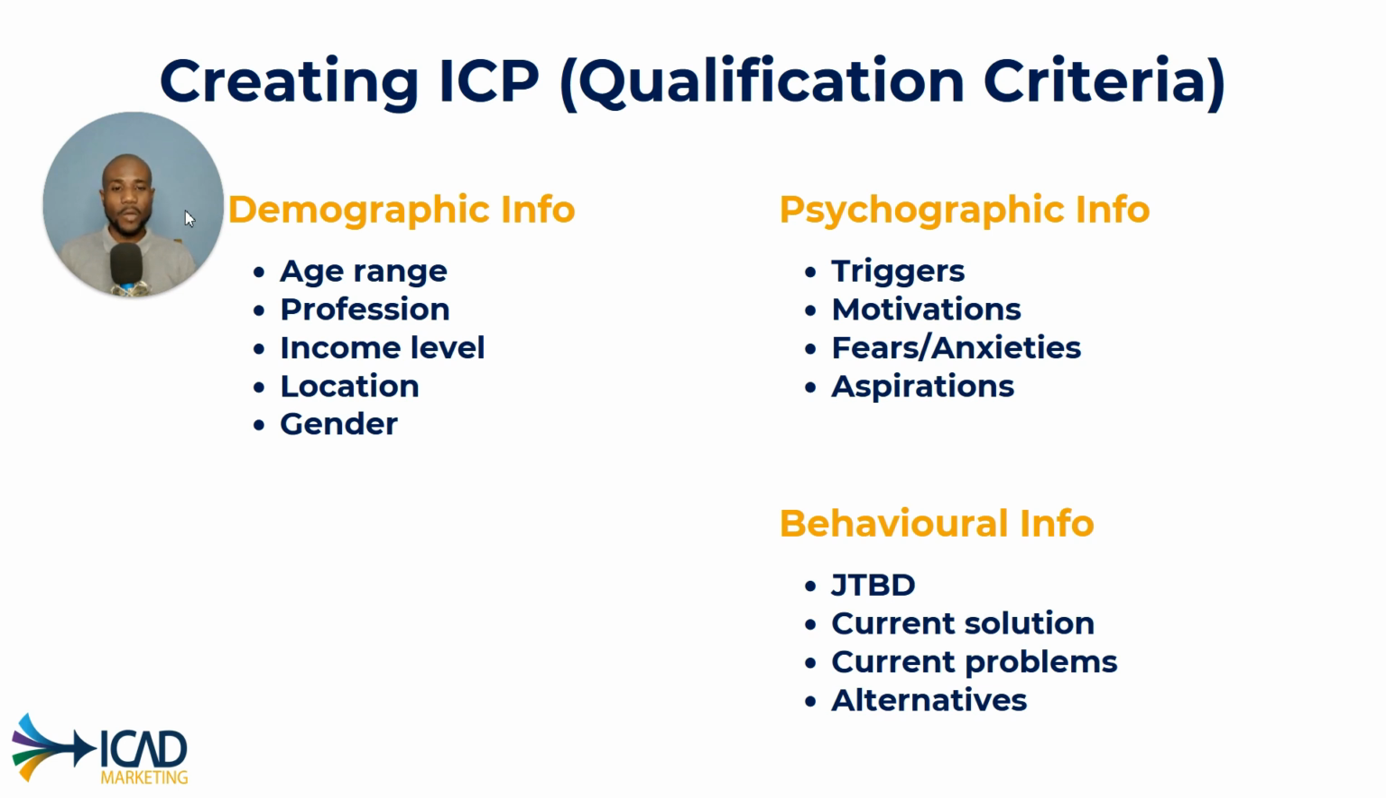And then the final thing that we looked at is behavioral info, such as something called jobs to be done, or what specific use case or scenarios they were trying to execute that would require our client solution. What was the current solution that they were using that wasn't really working for them, what were the current problems with using that solution, and what were some of the alternatives that they were searching for outside of our client's products.